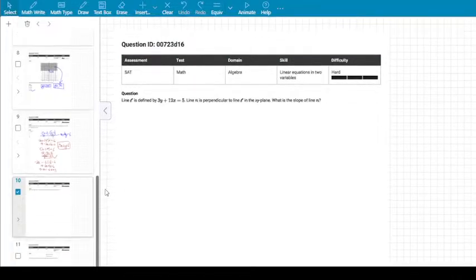Okay, this question is a linear equation in two variables. So we are given that a line L is defined by 3y plus 12x is equal to 5, and there is another line N which is perpendicular to line L in the xy plane. What is the slope of line N? So let us write the equation for line L first.